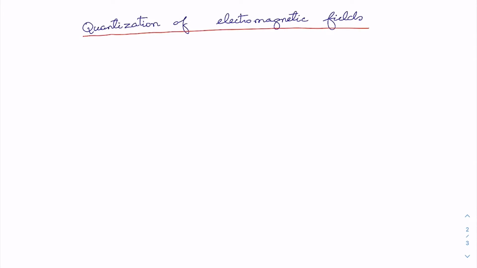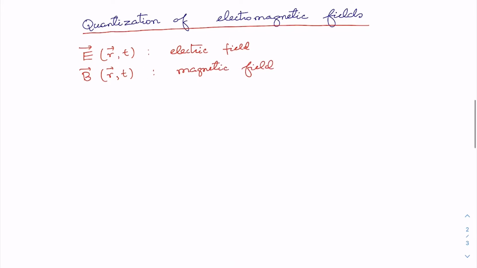We know that the electromagnetic field has two components. One is the electric field and the other one is the magnetic field. Here E I am referring to as the electric field and B as the magnetic field. If I consider an electromagnetic field in free space, it is going to be described by the so-called Maxwell equations.